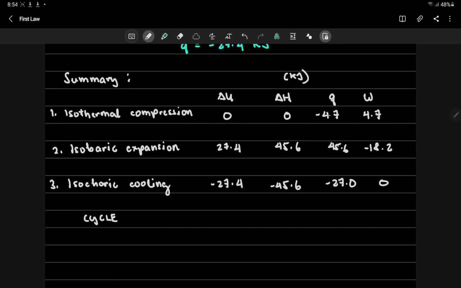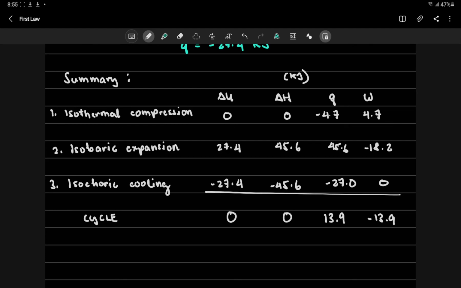So, ang gagawin natin, since the cycle is the sum of the 3 steps, edi let's also get the total for all these values under delta U, delta H, Q, and W. So for delta U, kung susumahin natin 0 plus 27.4 plus negative 27.4, you will get a value of 0. For delta H, it's the same thing, 0. For heat, if you take the sum of all of this, you will obtain 13.9. And for work, you will obtain negative 13.9. So let's try to somehow interpret these results.